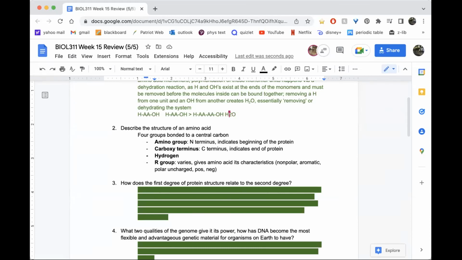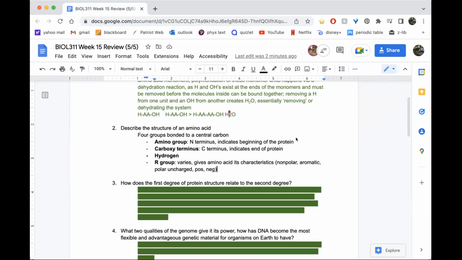You don't have to know the structures of specific amino acids, but you need to know that in general, you have your amino group, carboxy group, hydrogen, and your R group. Something that's important about the amino group is that it indicates the beginning of your protein. The end of your protein that has a free amino group that's not attached to anything is called your N terminus, and that's the start of the protein.